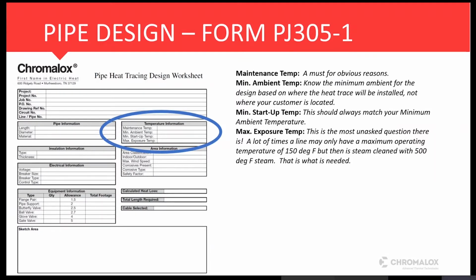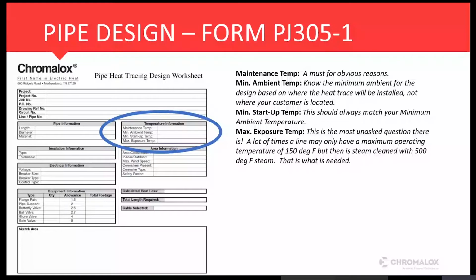The minimum ambient temperature, we need to look at the minimum ambient very close whenever we're looking at an application. It's not the minimum ambient wherever you think your customer might be located. It's where is the heat trace going to be installed? It's critical to get the minimum ambient. I mean, we used to advertise all the time, 1 degree matters. Well, 1 degree does matter. So know your minimum ambient temperature on where the heat trace is going to be installed.